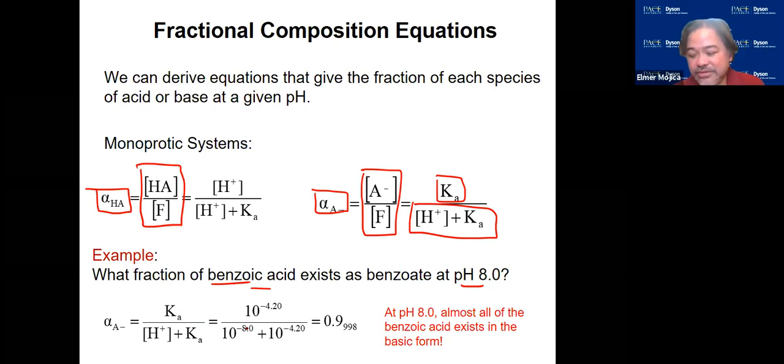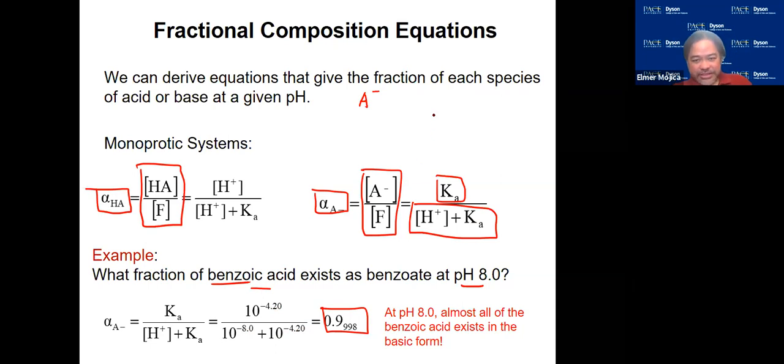So we said at pH 8, it exists as a benzoate. So we're going to use now the formula that you have here. Ka over H plus Ka. So you have there 10 to the negative 4.20 over 10 to the negative 8.0 plus 10 to the negative 4.20. And you have here almost 99%.